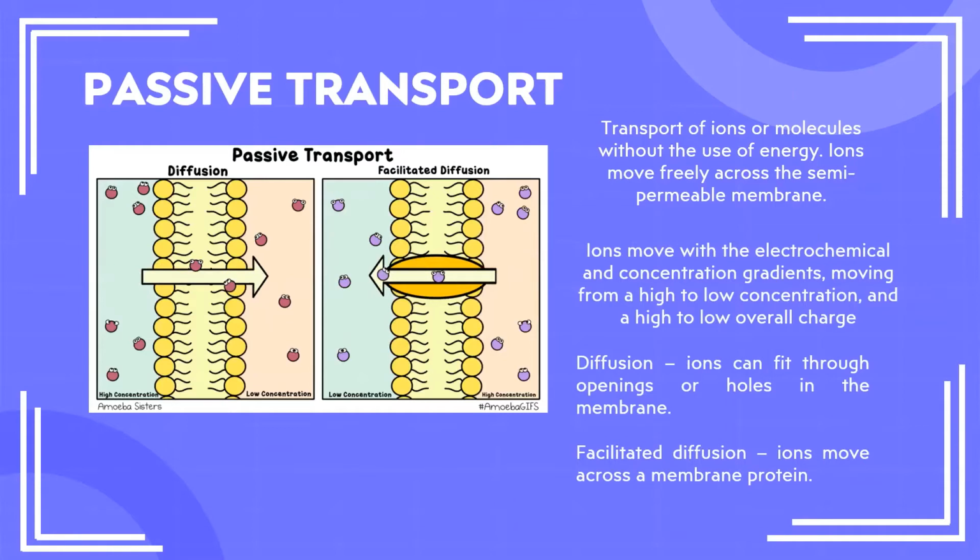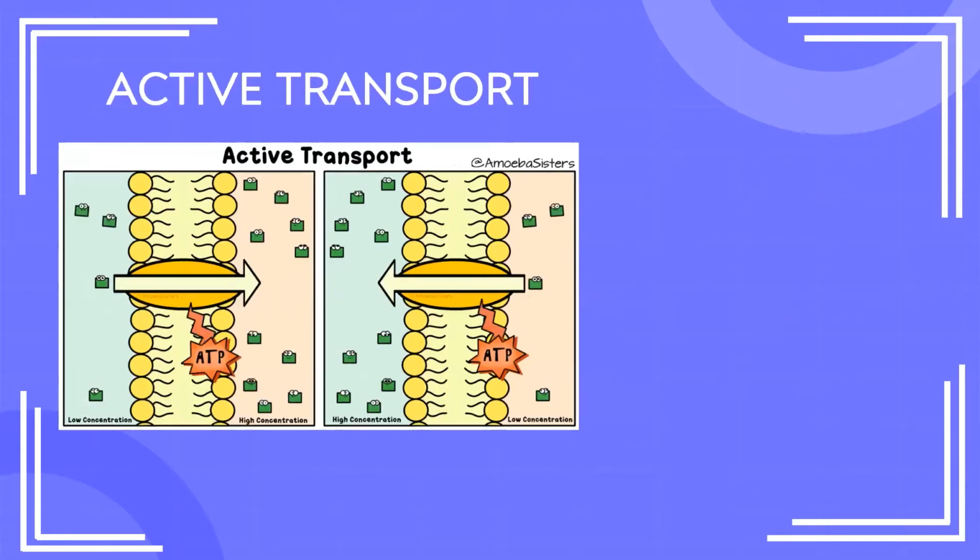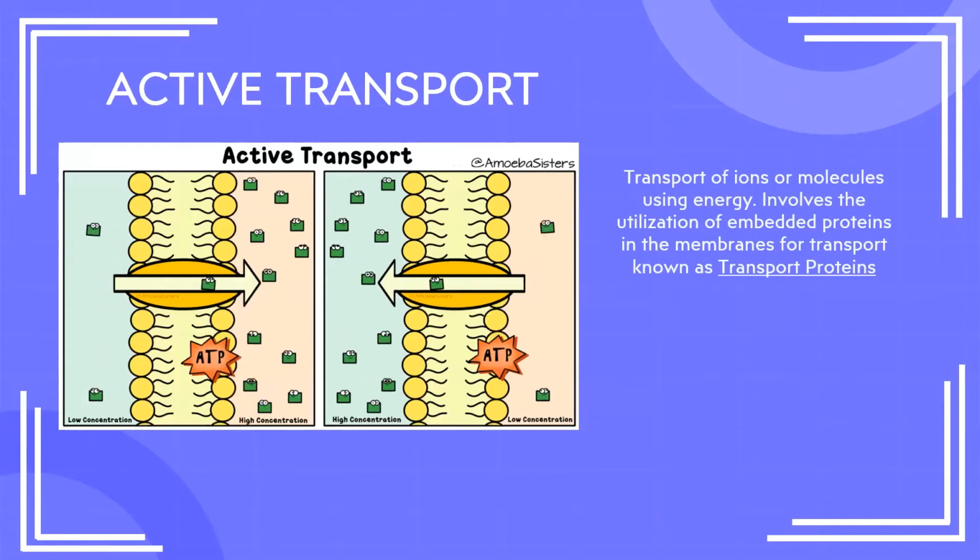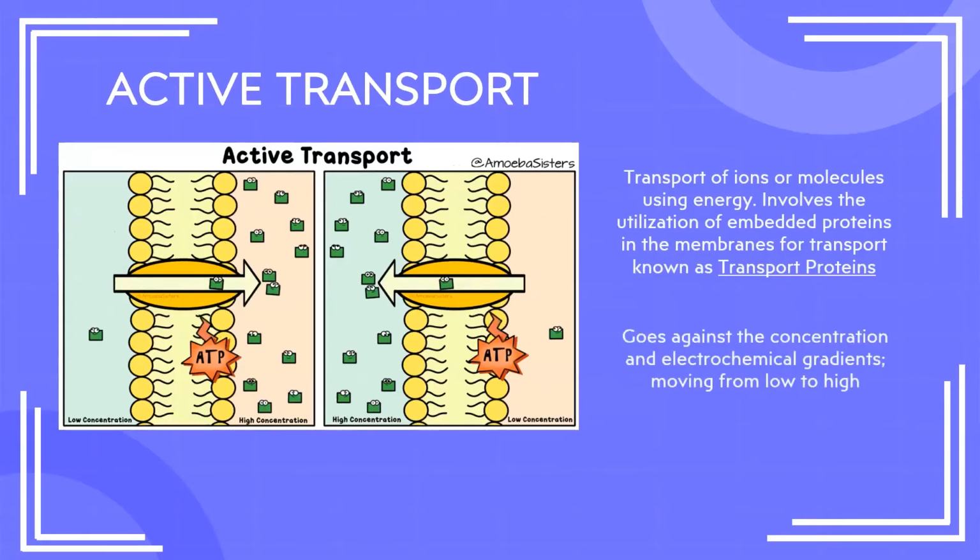In diffusion, ions can fit through openings or holes in the membrane, while in facilitated diffusion, ions move across a membrane protein. On the other hand, active transport entails the movement of substances against their electrochemical gradients. It requires energy which can be provided by ATP, light, or by energy stored in an ion gradient. According to Alberts et al., ATP-driven active transport is inhibited by metabolic inhibitors of ATP production. An example of ATP-driven active transport is the sodium-potassium pump, which is crucial in the maintenance of the membrane potential of cells. The ions here go against the concentration and electrochemical gradients, moving from low to high.